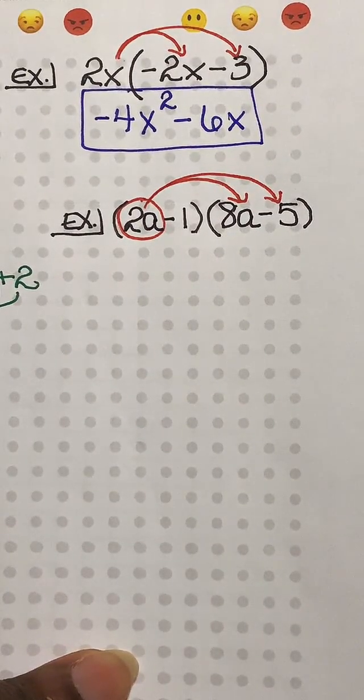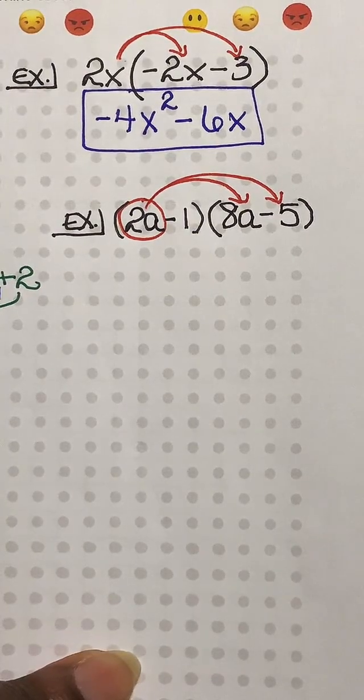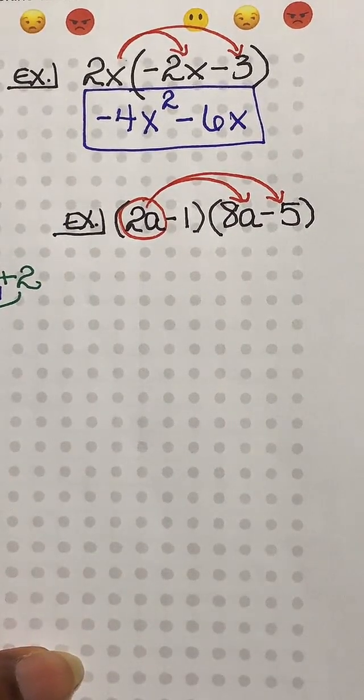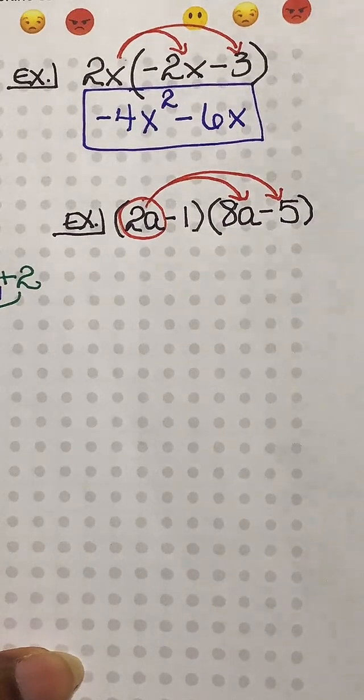What would that 2a times 8a give me? So 16a squared. Make sure you got your 16a, but don't forget about the square. Because when you're doing a times a, that's a squared.